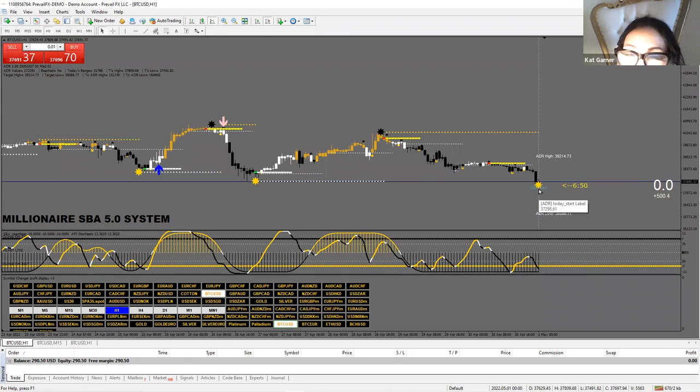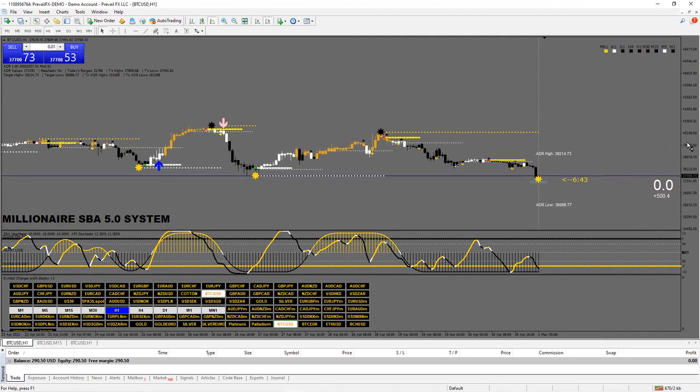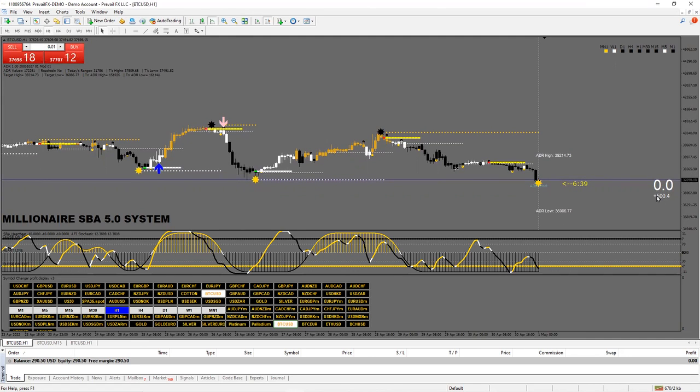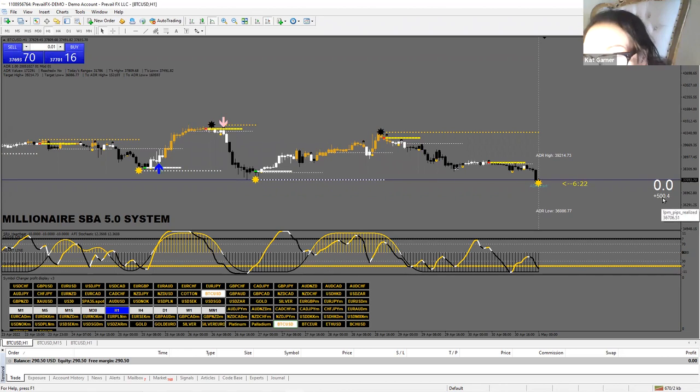Now, and Bitcoin is pips too? Yes. But on Bitcoin, on regular pairs, you're going to take this number over here and drop the last digit. So on a regular pair, this would be 500 pips. On Bitcoin, you're going to drop the last two digits. So this is going to be 50 pips.